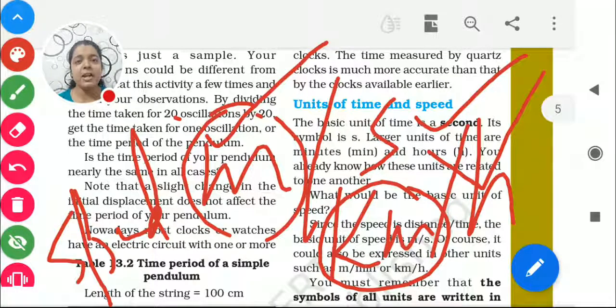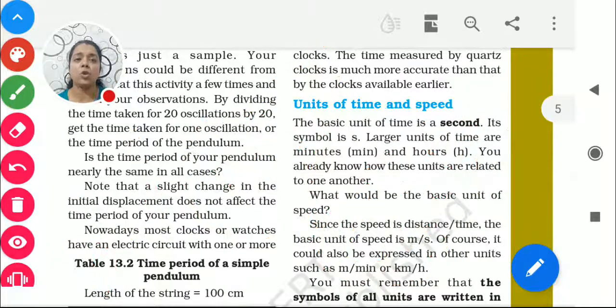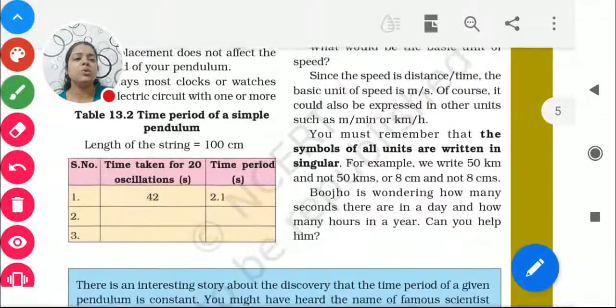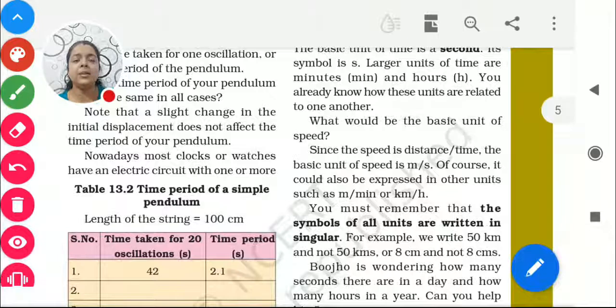So for now we can end the session and you can see how many things we talked about. You should always remember the timing, the symbols and all that. And as I told, units should always be singular, never plural. If we say 50 kilometer, it is correct, but if we say 50 kilometers, it is incorrect. 80 centimeter is correct, but 80 centimeters is completely incorrect.